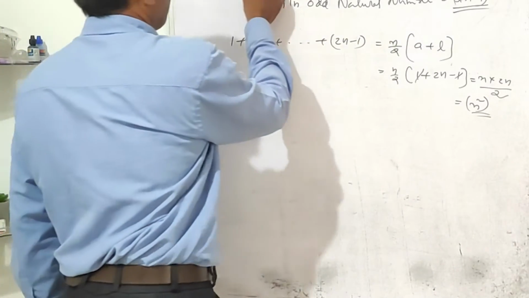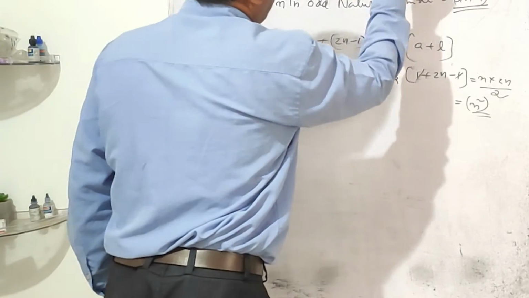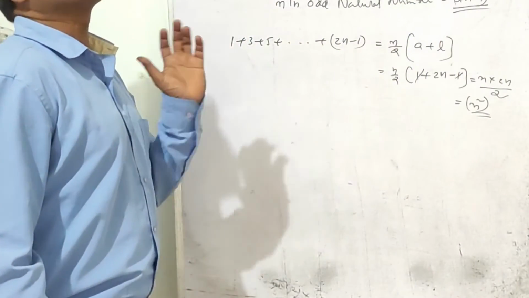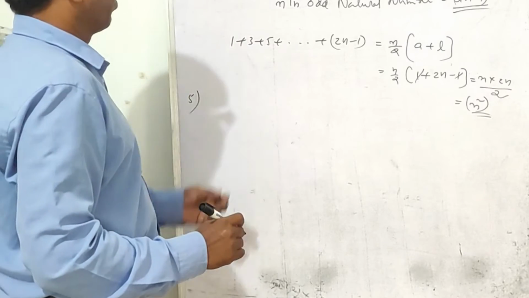So this is very important. The sum of n odd natural numbers is nothing but n square. So the fifth formula is what we are discussing next.